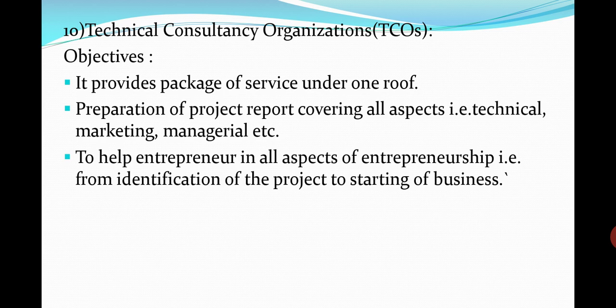Whatever the requirement of a small business organization, that will be fulfilled by this technical consultancy organization. Preparation of a project report covering all the aspects in relation with the technical as well as marketing as well as the managerial aspects, to help the entrepreneur in all aspects of entrepreneurship, that is from the identification of the project to start the business.